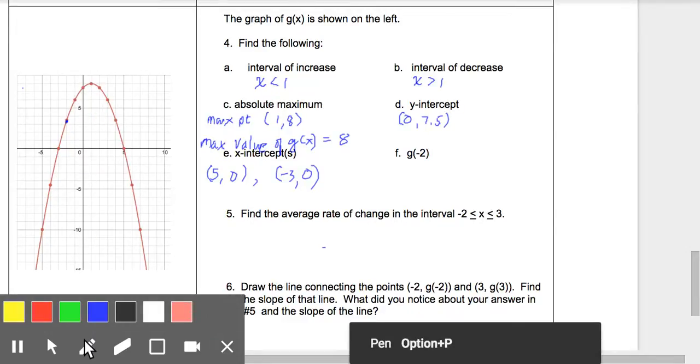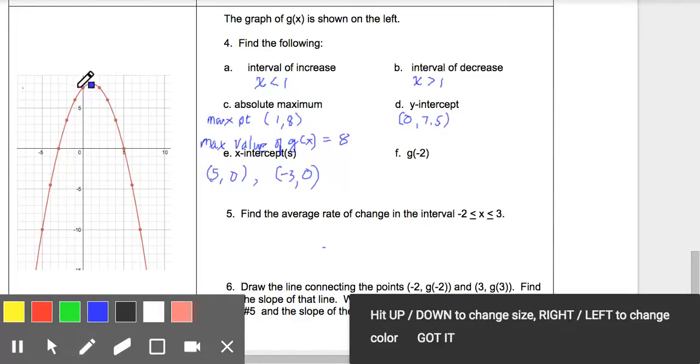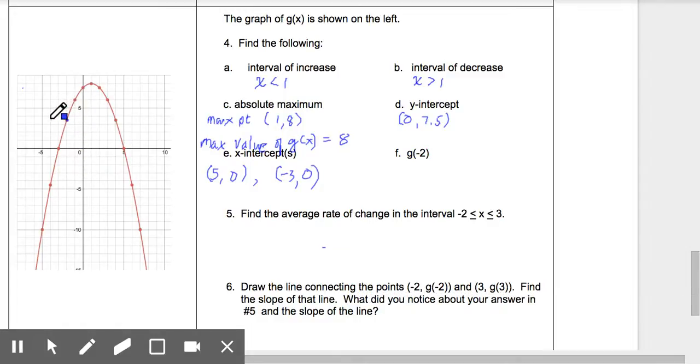And this point is in the middle, or between 3 and 4. So this must be about 3.5. So g of -2 is 3.5. So we'll put here g of -2 equals 3.5.